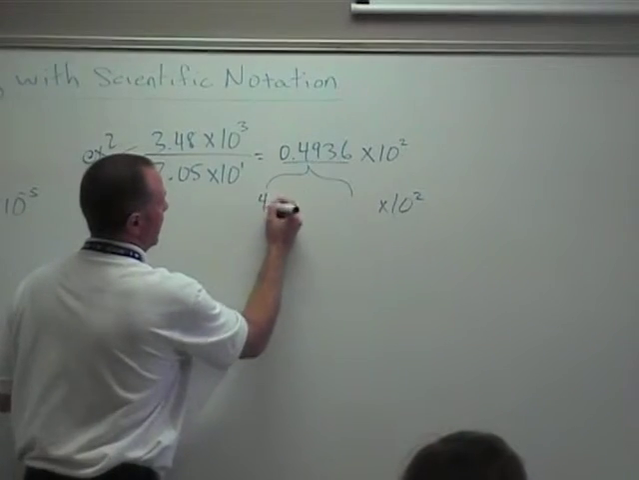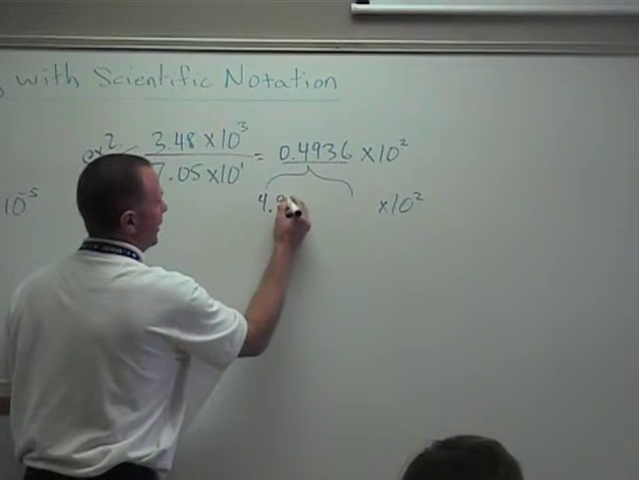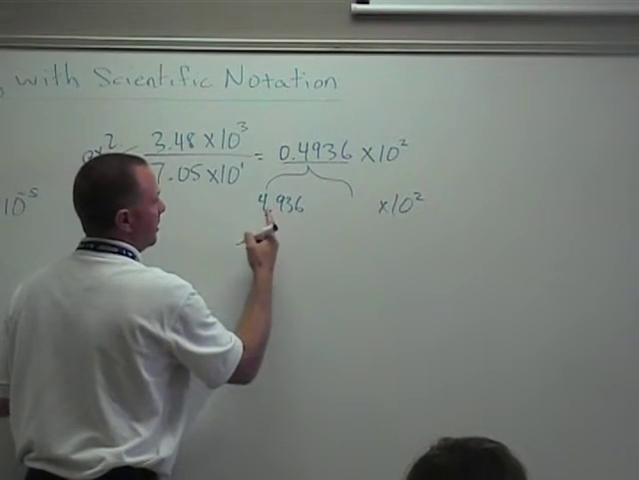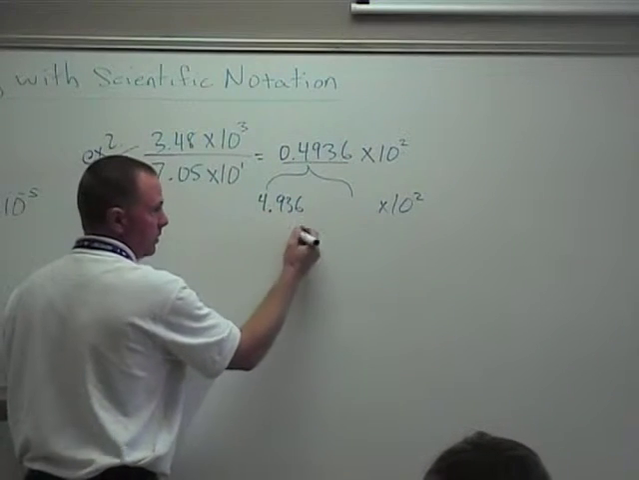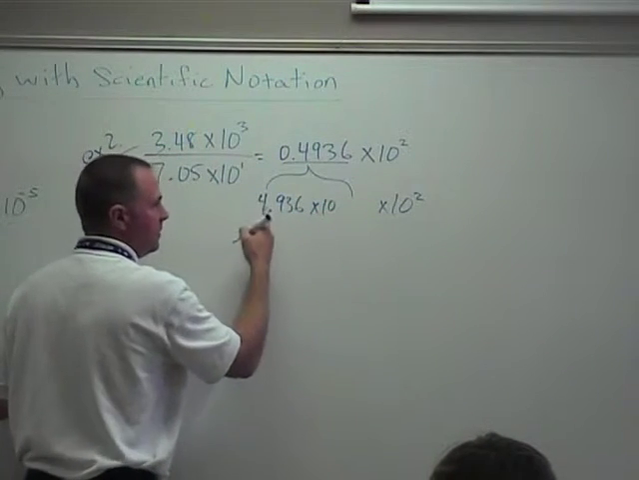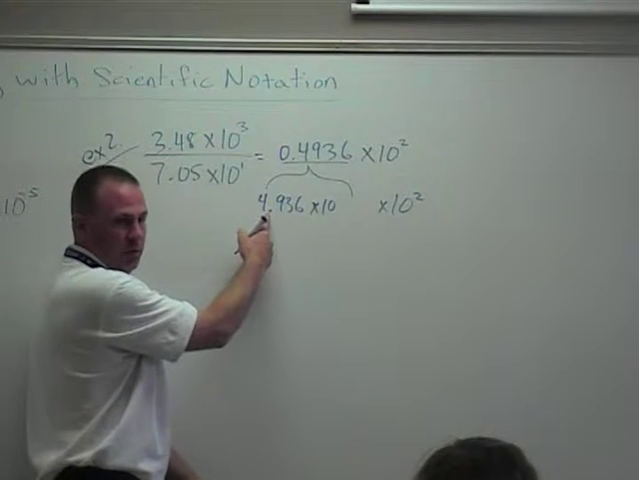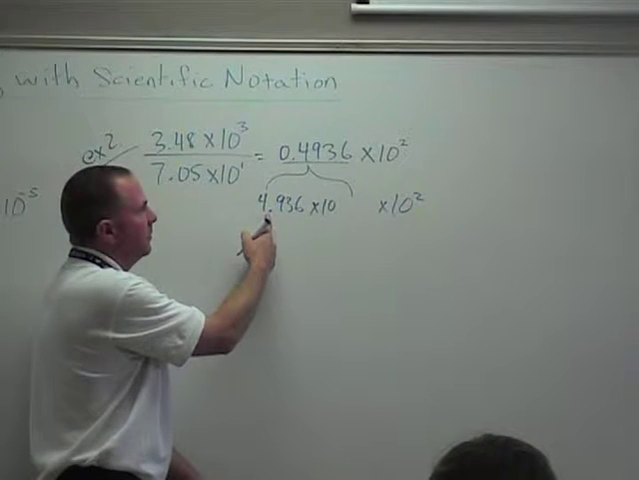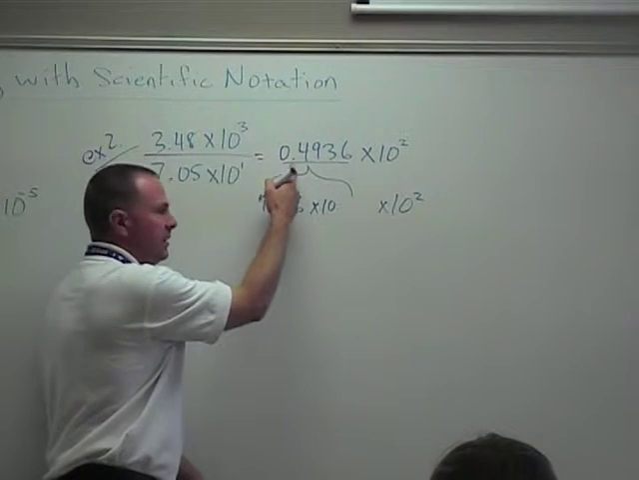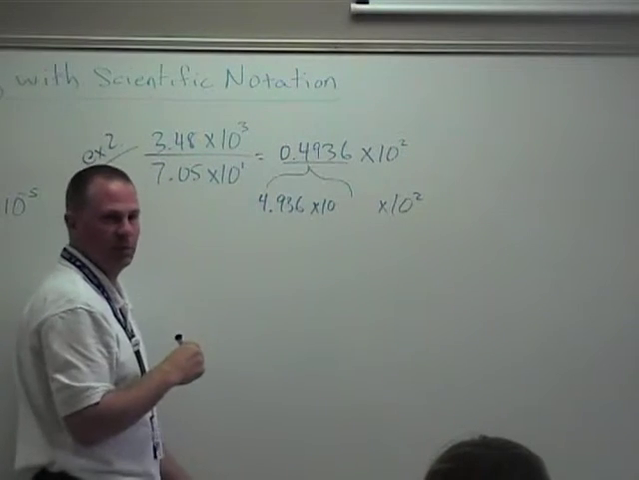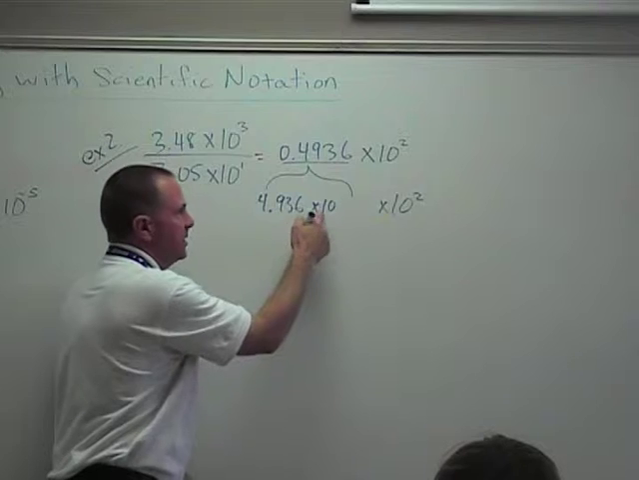Yeah. So I've got to make this number 4.936, but that's not the same as this number. So what do I need to do to it? Multiply by a power of 10. What does it do to this decimal? It moves it to the left. This 10 moves that decimal, not this one. That's where you guys are making your mistake. I'm multiplying this number times 10, not that one.